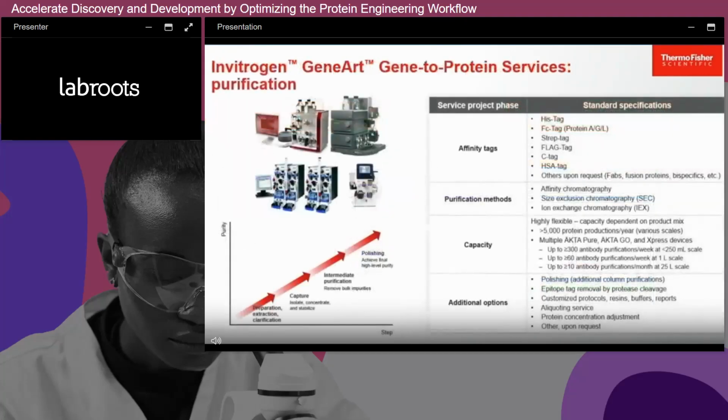Now, looking quickly at the general offer, as I said, we are very flexible in scale, so we start with the small scale, but we can go up to higher scale. What is possible? 35 milliliter to 250 milliliter is, I would say, the most asked scale by our customers, and we are able to do about 300 antibodies per week at this scale. And we can go up to 25 liter, which we would then do in a wave bioreactor.